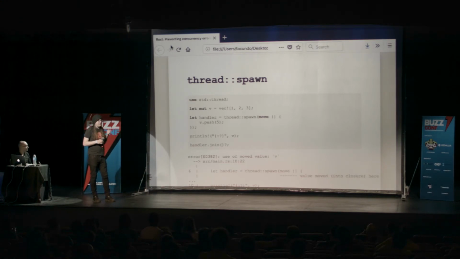But you might be asking, well, how do I fix it, right? If I want to have a thread add something to a vector, but I also want to print it out, what do I do?